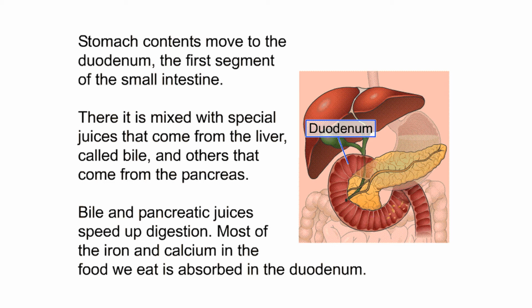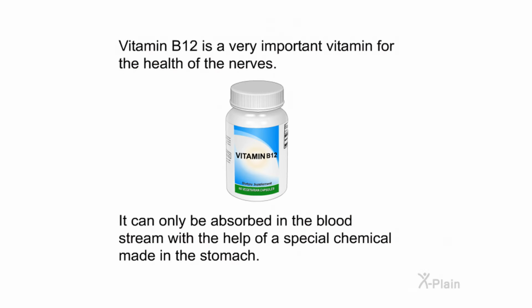Most of the iron and calcium in the food we eat is absorbed in the duodenum. Vitamin B12 is a very important vitamin for the health of the nerves. It can only be absorbed in the bloodstream with the help of a special chemical made in the stomach.